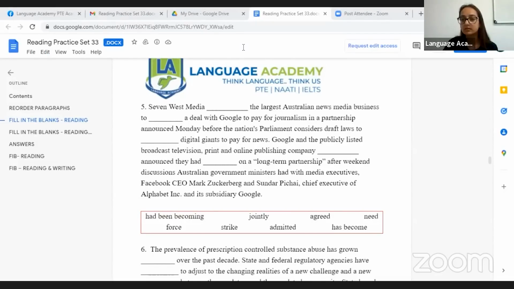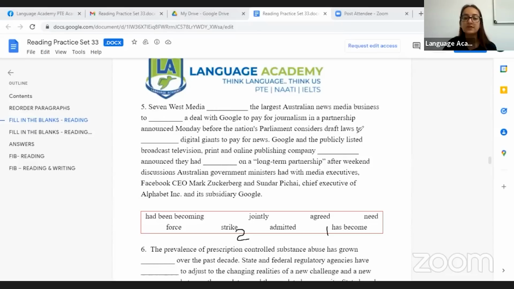Okay, should be done. Well done, good answers. The first one is: Seven West Media has become the largest Australian news media business to strike a deal with Google. So strike a deal is a collocation. Strike a deal basically means to complete a deal, to finalize a deal with Google to pay for journalism in a partnership announced Monday before the nation's parliament considers draft laws to force digital giants to pay for news.